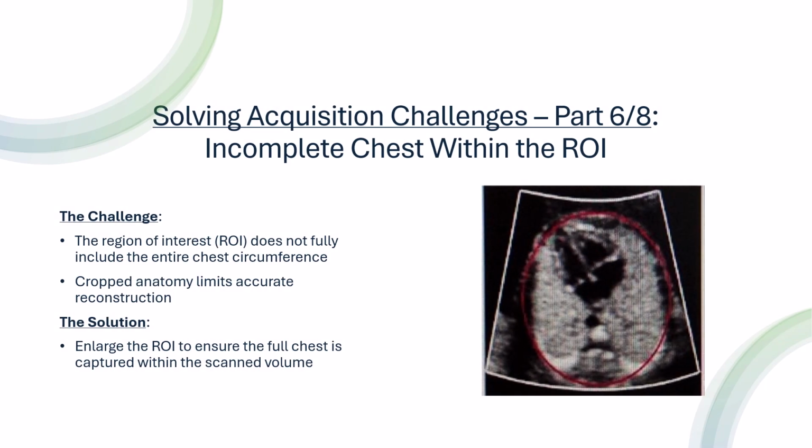It actually would be a mistake if your region of interest isn't big enough, literally. If the entire chest circumference isn't inside the region of interest, you're cutting out valuable anatomy and risking incomplete data sets. The fix is simple. You enlarge the ROI to wrap around the whole chest. Think of it like zooming out just enough to get the full scene. Heart, lungs, vessels, and all. No anatomy left behind.